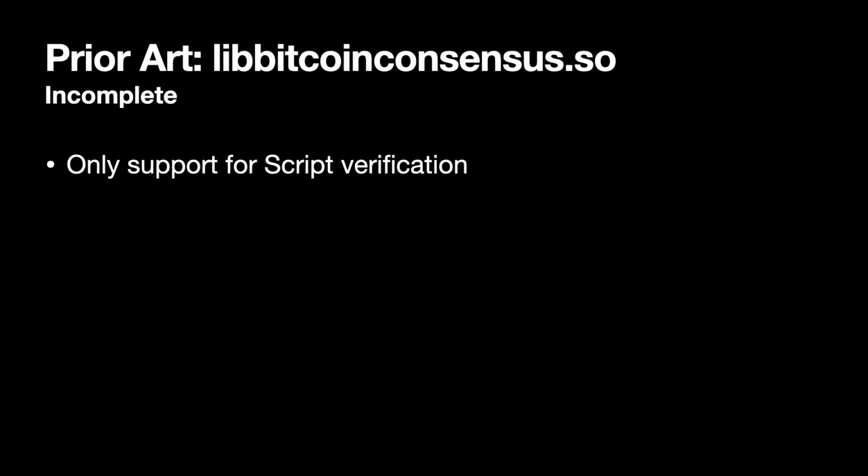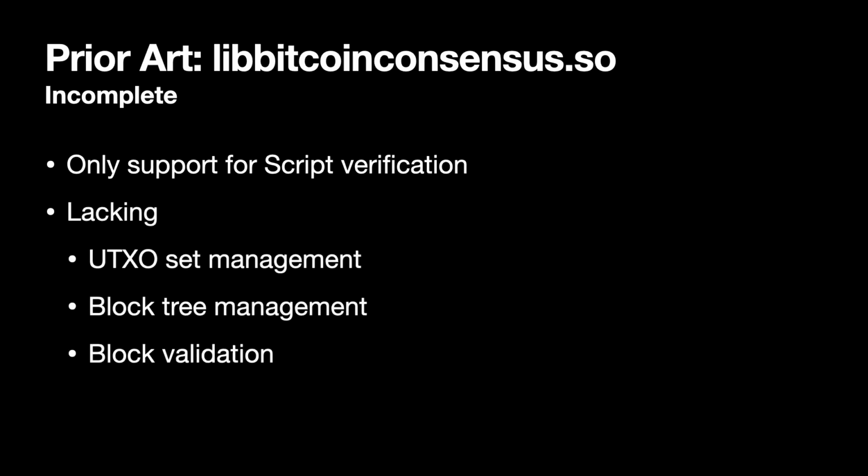Those of you who followed Bitcoin Core development for a while may know that there was a libbitcoinconsensus. Actually, there is a libbitcoinconsensus that was shipped starting with Bitcoin Core version 0.10. In fact, it's been shipped with every version of Bitcoin Core since then. However, libbitcoinconsensus is an incomplete library. It only supports script verification and doesn't even manage the UTXO set, the block tree, or do any block validation.